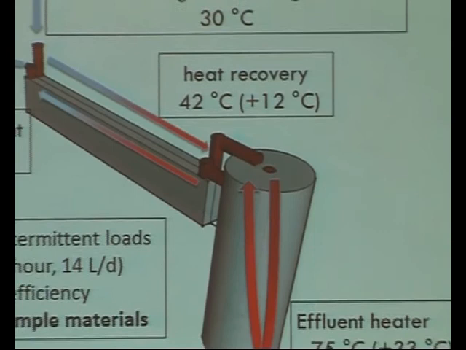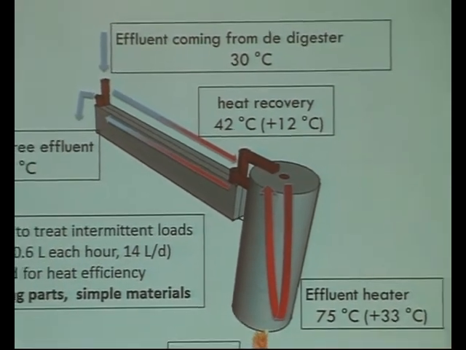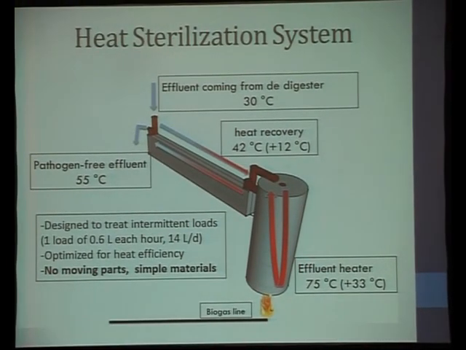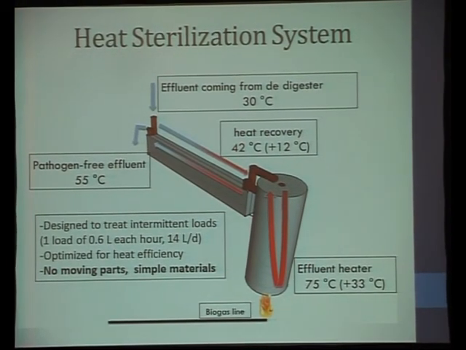So we've designed our system to treat at full scale. So this is being done at full scale in the lab to treat about 14 liters a day. This will be, again, for a household of 10 people. And we're feeding it a load of 0.6 liter each hour, and we feed that in 5 minutes. We optimize the system for heat efficiency, but we also want to make this so that it can be built with very simple equipment, no moving parts so that it wouldn't plug, and that it can burn biogas efficiently.